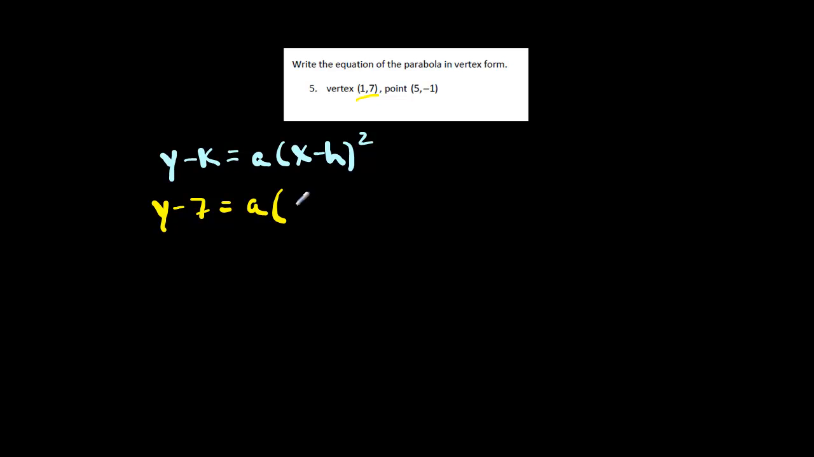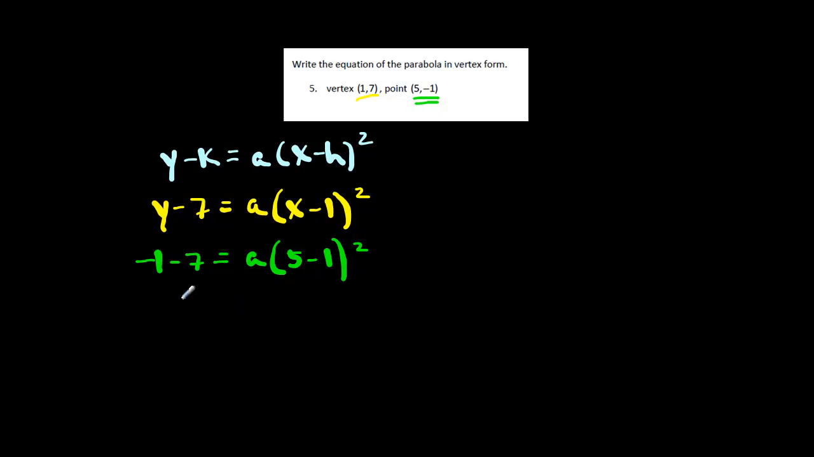Equation in vertex form. So let's write the vertex form. y minus k equals a times x minus h squared. Let's plug in the vertex. So y minus 7 equals a times x minus 1 squared. Now let's plug in our values for x and y. So we'll have negative 1 minus 7 equals a times 5 minus 1 squared.